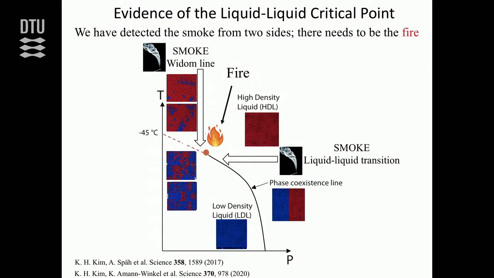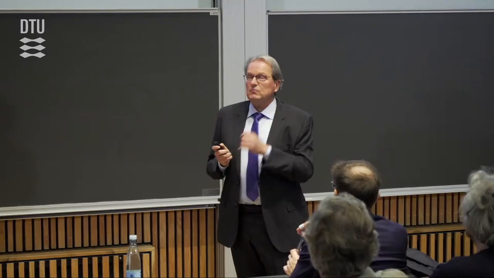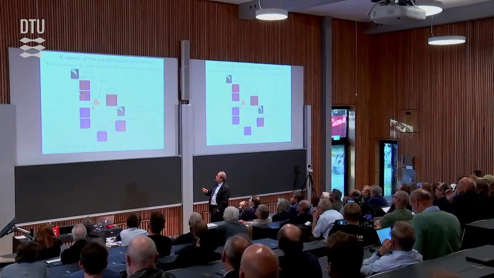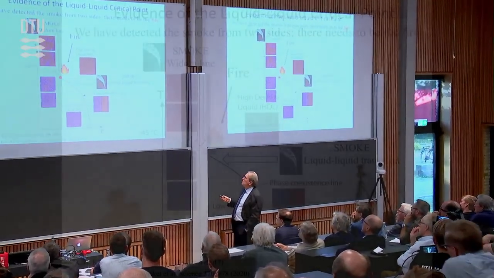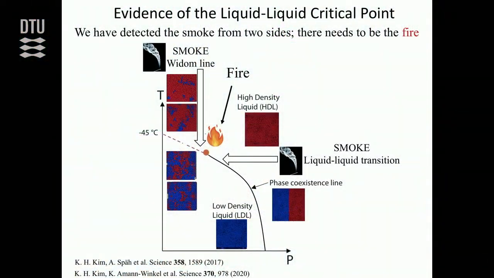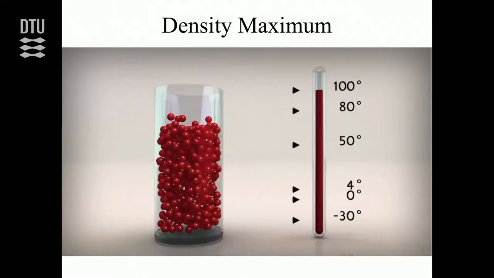So what that brings me to is that we are confirming this hypothesis. We have temperature and pressure. We have come from this side by changing the pressure, decompressing as it expands from high pressure towards room pressure. We have seen a liquid-liquid transition. I call it a smoke from a fire somewhere. We have shown that as we come instead at one atmosphere, there is no liquid-liquid transition. It's just a continuous transformation. But we have seen the maximum here of the Widom line, which is another smoke. So we have smoke from two sides, and there needs to be a fire somewhere, which is the critical point. And that, of course, means that we are in supercritical conditions in our ordinary water.